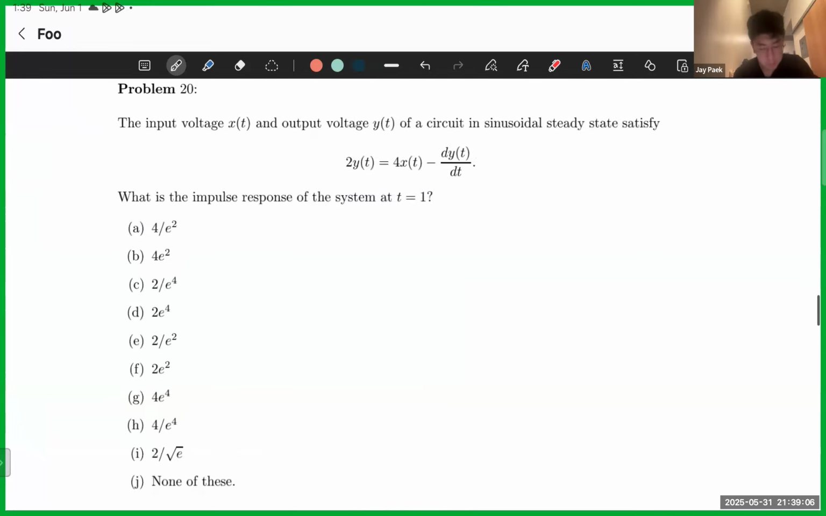Number 20. The input voltage x of t and the output voltage y of t of a circuit in sinusoidal steady state satisfy the following. Which of the impulse responses is that of the system at x of t equals 1? I believe there was a question exactly like this on a previous quiz. The way you approach this is as follows. You take the Fourier transform of both sides.